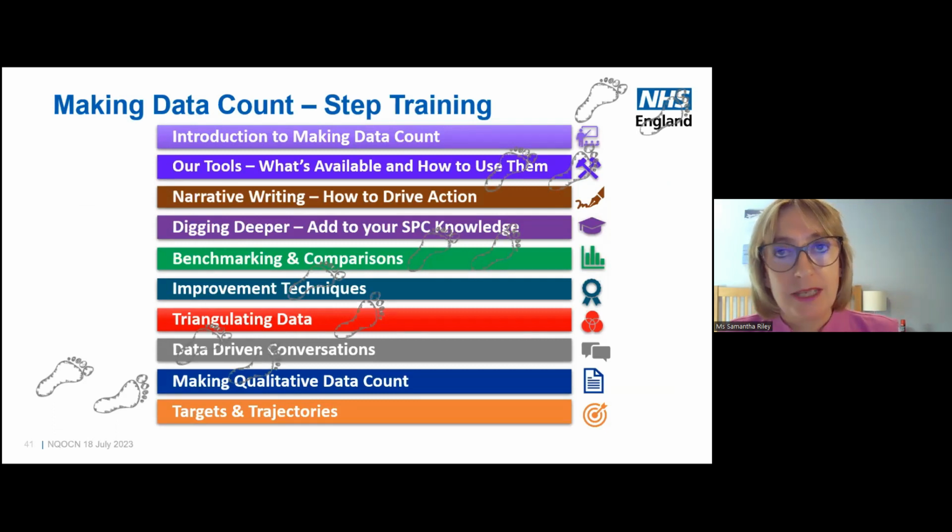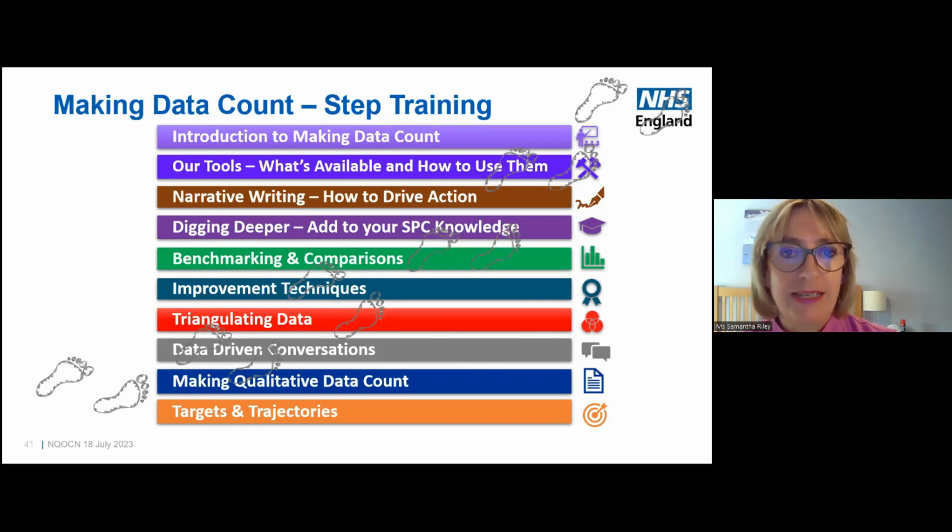So step 2 looks at using our tools. Step 3 looks at how to write narrative, which drives improvements. Step 4, we go into more technical things like the rare events example I've talked to you about. We also run a module on how do you benchmark effectively. And then if you're not very familiar with improvement techniques, I'm sure that you all are, so you might want to miss out on step 6 that looks at improvement techniques.